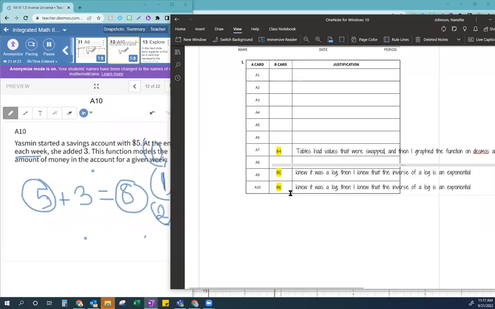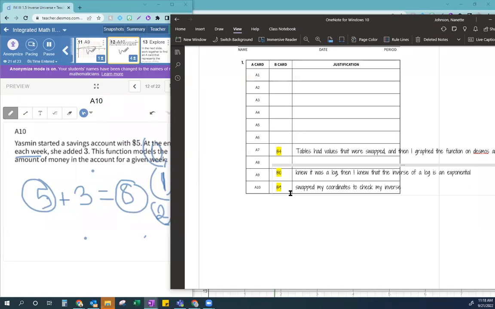All right, let me put B9 here. And then so here, your justification has a couple of things. My justification, I really just looked at the points and I flipped my points. So I swapped my coordinates to check my inverse, something like that.